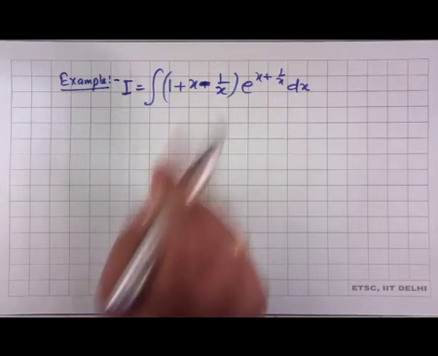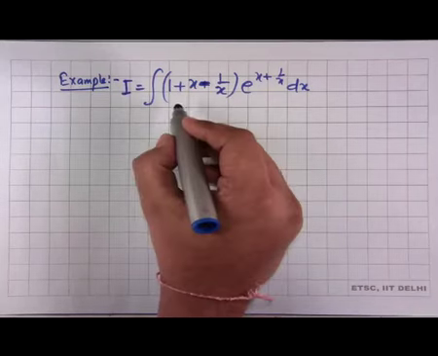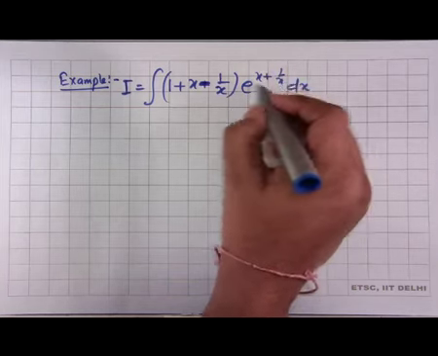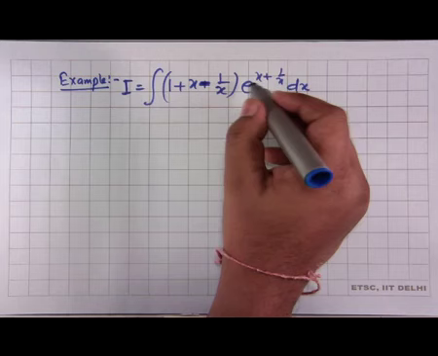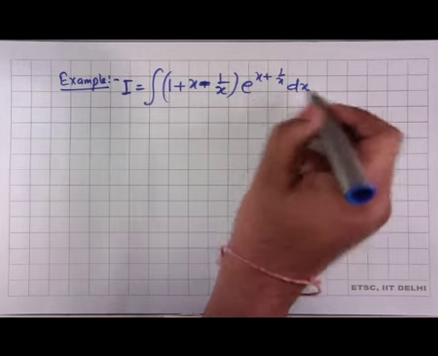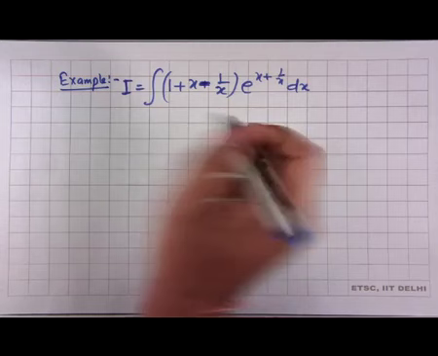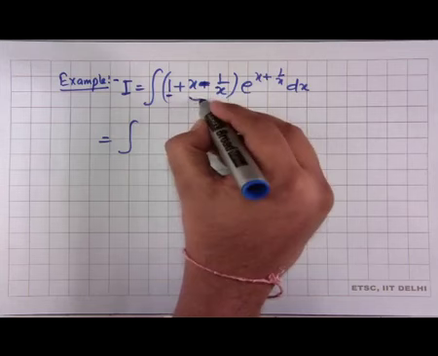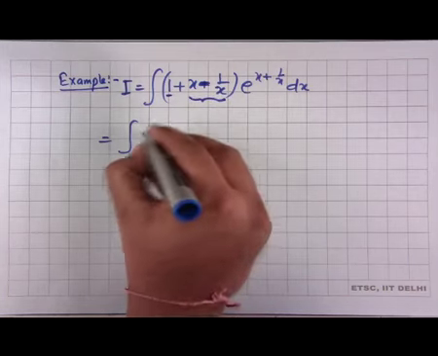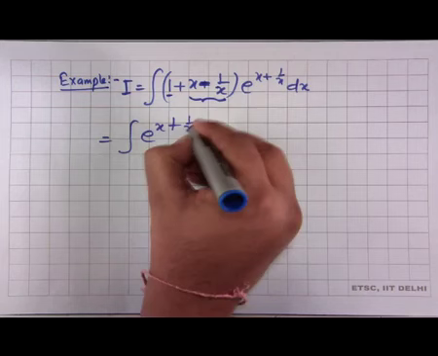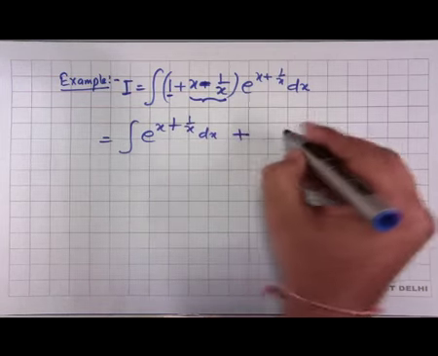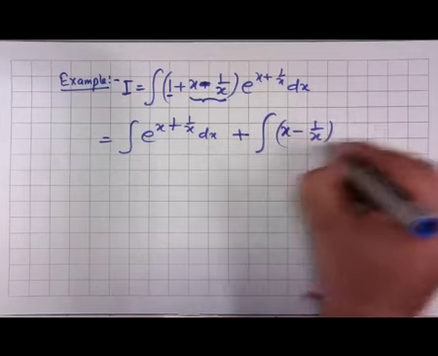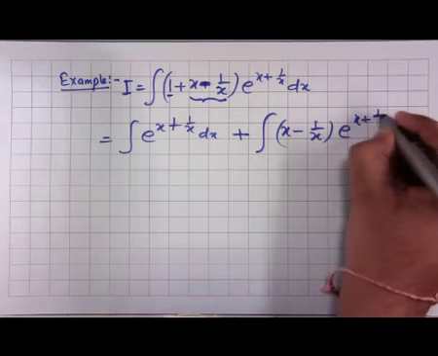In order to evaluate this integral, we need to look at it from a different angle. Because if we choose x plus 1 by x as t directly, it will give 1 minus 1 by x squared dx equals dt, which does not appear here. So let us first break it into two parts. Keep 1 separate and keep x minus 1 by x separate, so that we can write it as e raised to power x plus 1 by x dx. And the second part we'll write as x minus 1 by x e raised to power x plus 1 by x dx.